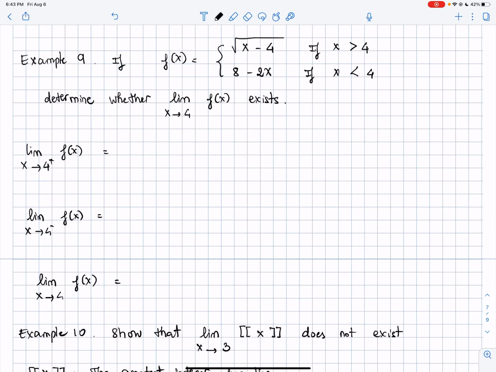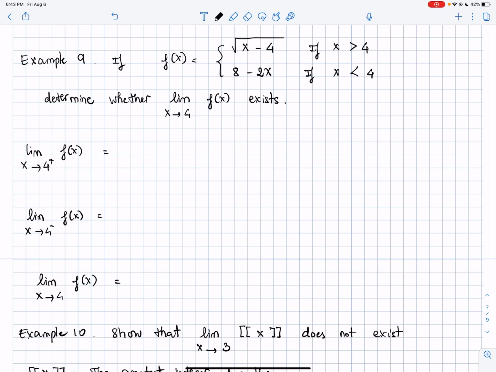Example 9. We are given the function f of x, a piecewise function, and we want to determine whether the limit of f of x as x approaches 4 exists. We need to calculate the limit of f of x as x approaches 4 from the right side and from the left-hand side.